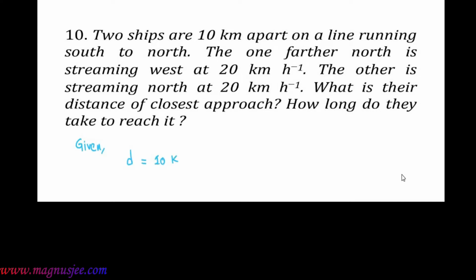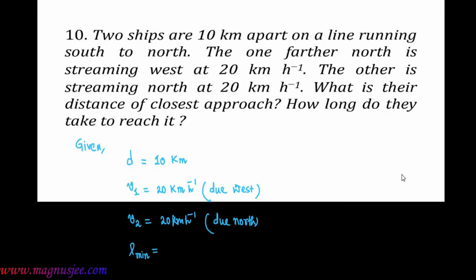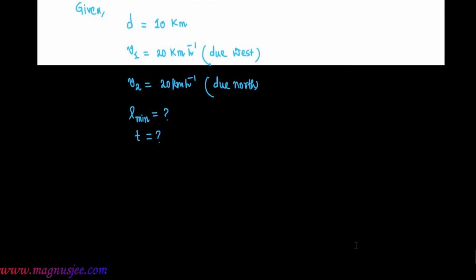According to this numerical problem, small d equals 10 kilometer, that is the initial distance between the two ships. v2 is 20 kilometer per hour due north, and v1 is 20 kilometer per hour due west. Now we have to find L min, the distance of closest approach of the two ships, and the time t second.